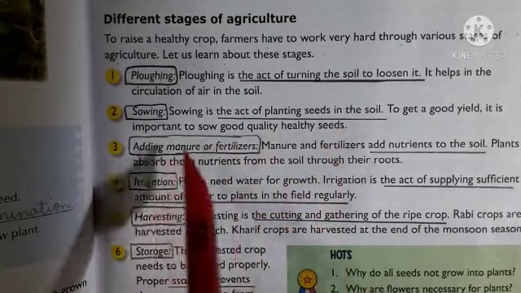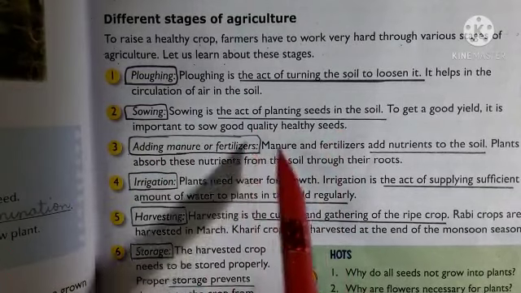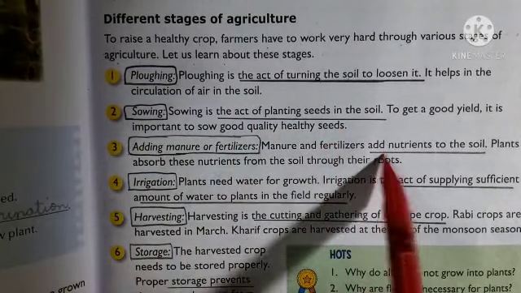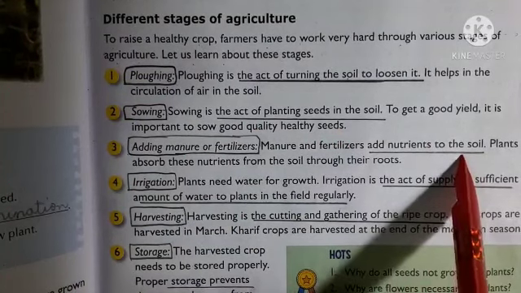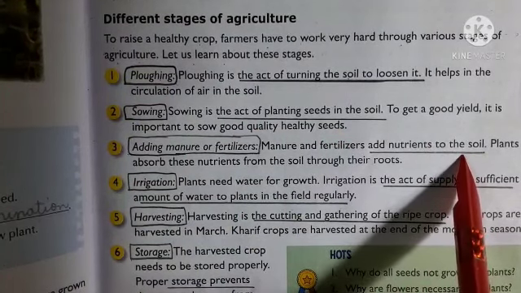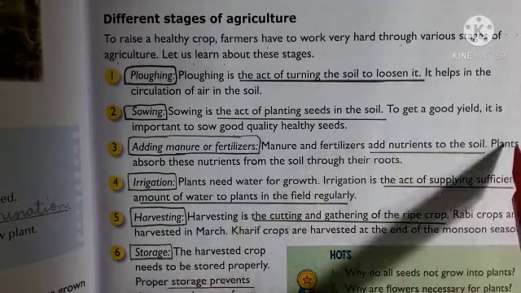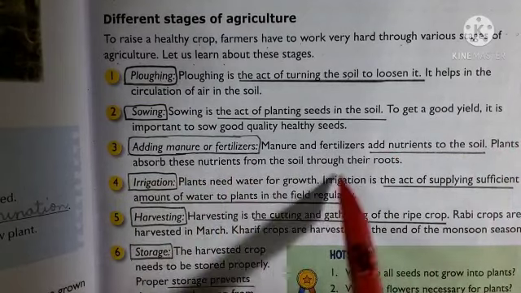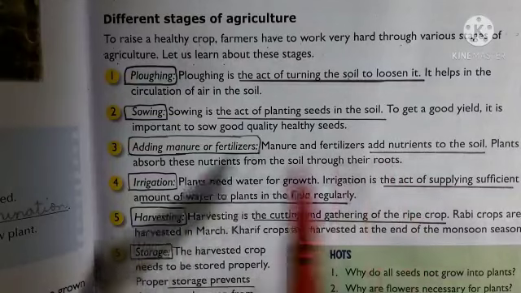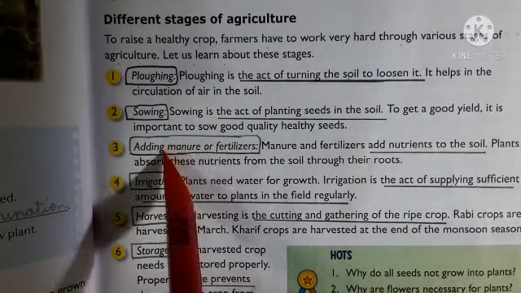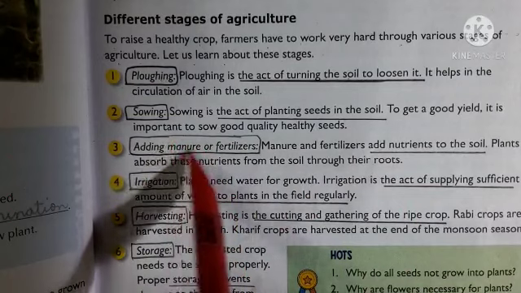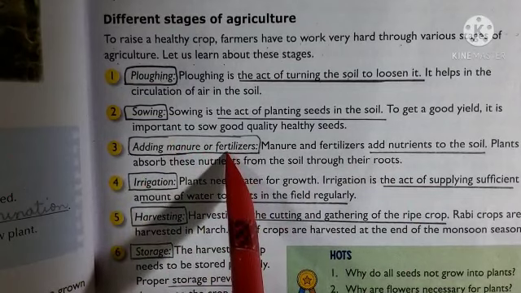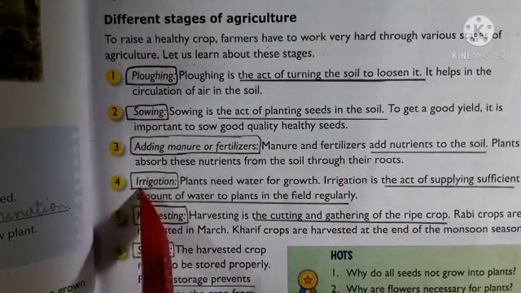Okay, adding manures and fertilizers. Manures and fertilizers add nutrients to the soil. Just like we need nutrients, soil also needs nutrients. Plants absorb these nutrients from the soil through their roots. Manures are organic fertilizers, and fertilizers can be chemical or organic. Irrigation.